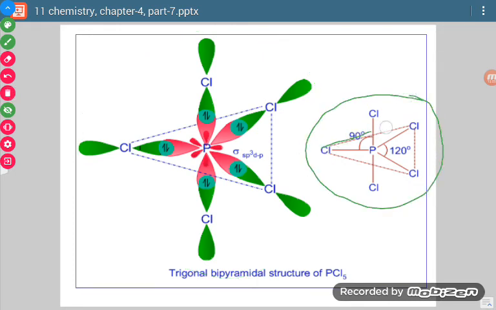So these three atoms are bonded with the central atom, and they are lying in the same plane. This one is above the plane and this one is below the plane. So the above and below ones make an angle of 90 degree, whereas all those which are in the same plane make 120 degree angle with each other.